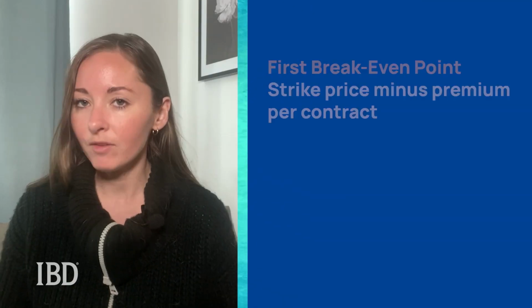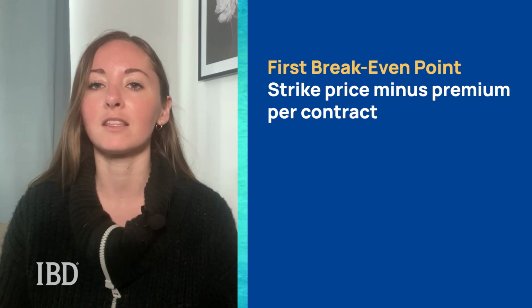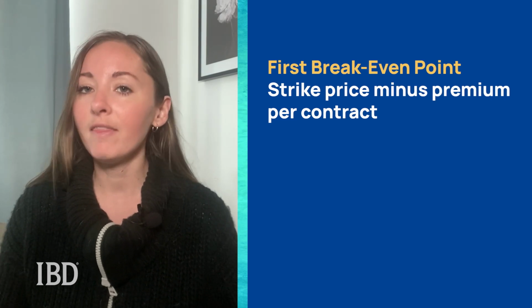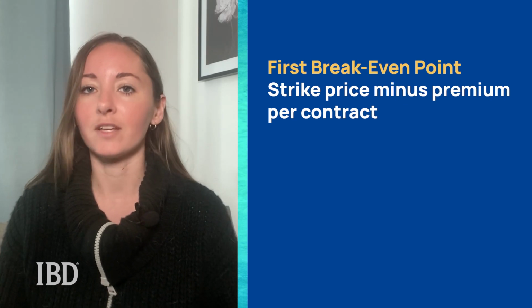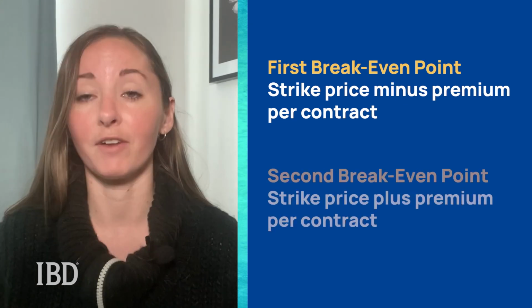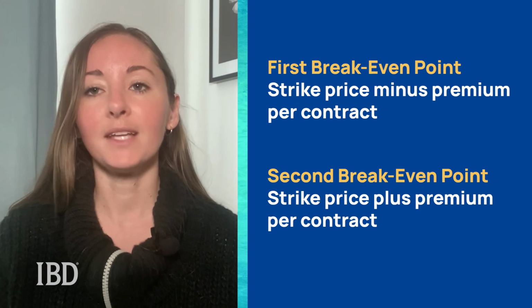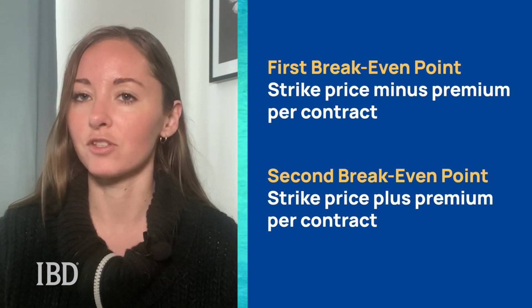To find the break-even points on your short straddle, simply take the strike price of the options and then subtract the total premium per contract received. That'll give you your first break-even point. To find your second break-even point, simply add the total premium per contract to the strike.